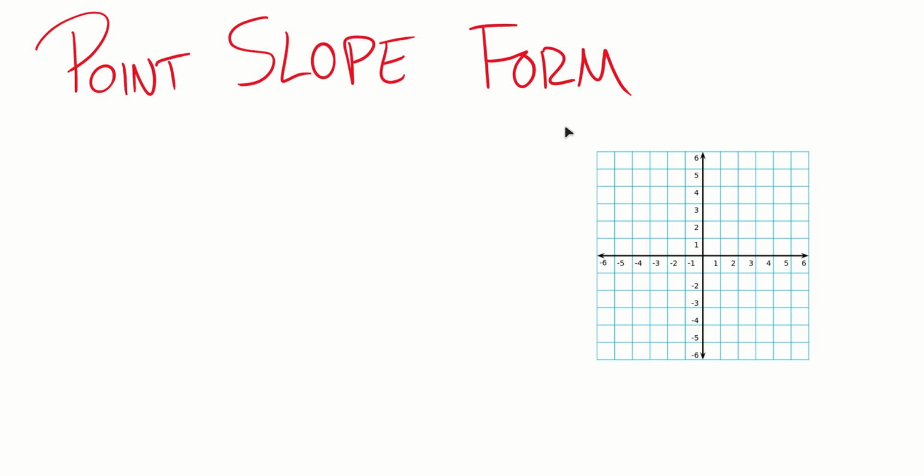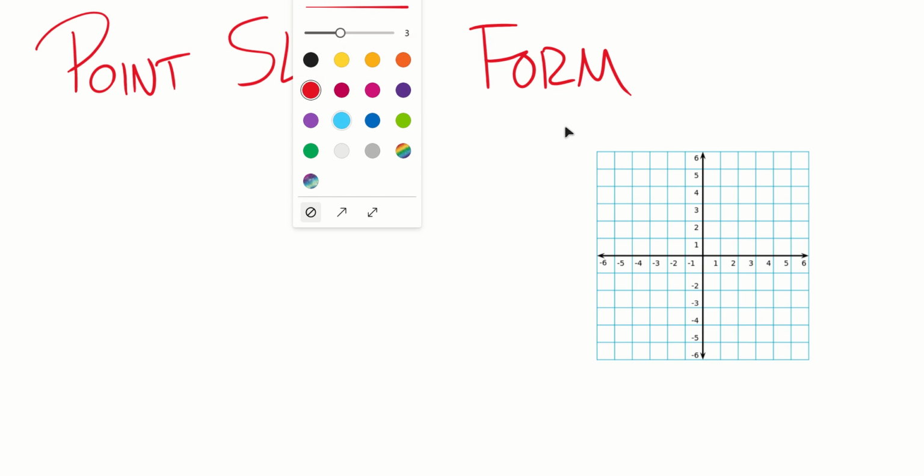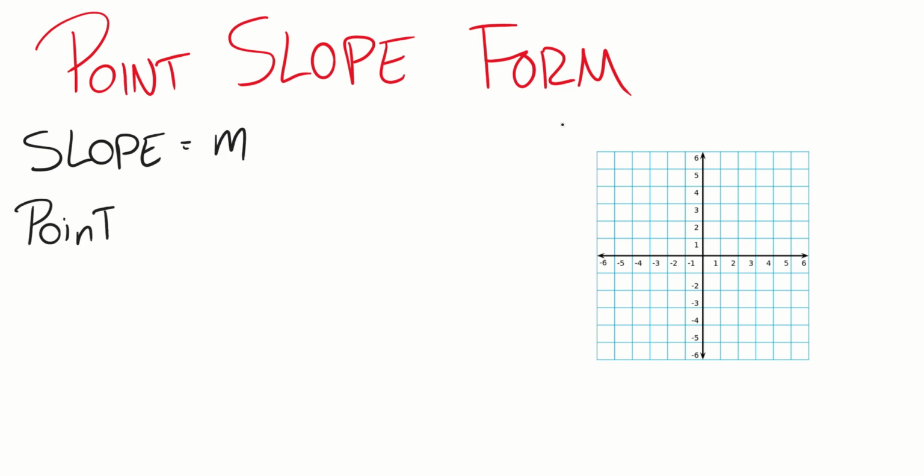So, last time we talked about slope-intercept form, which is where we used a slope and an intercept, and we had the equation y equals mx plus b, where we have slope and intercept. Today, we're going to be talking about what happens when you have a slope and a given point, but not necessarily the y-intercept. So we're going to have a slope, which is still m, and a point, which is going to be x, y.